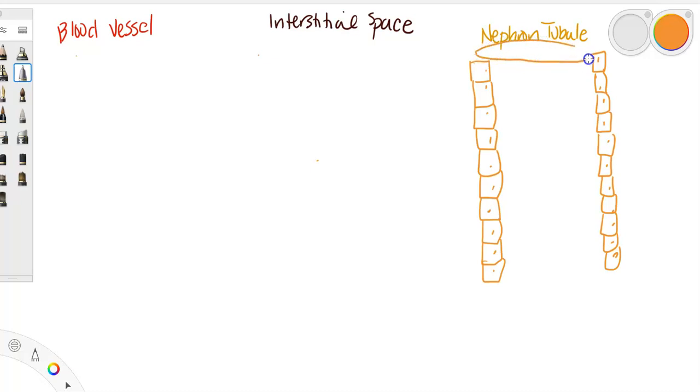So if we make this our little opening here, that would mean in here we've got the lumen. And this could be anywhere in the nephron. Okay, this is a tube, and it could be anywhere there. So we have that. Well, here we have cells here too, right?